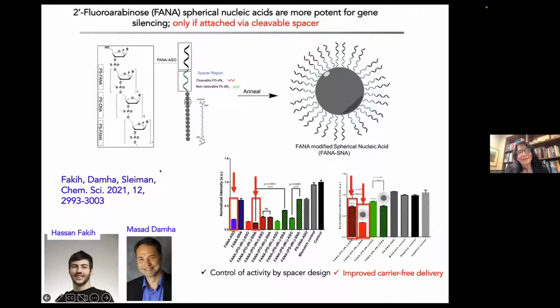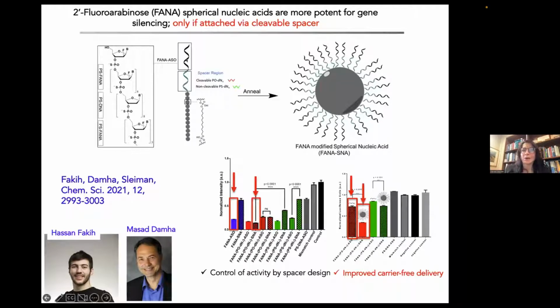The Dama lab has pioneered a class of molecules called fluoroarabinose nucleic acids, or FANA nucleic acids. These nucleic acids are fantastic in that, first of all, they're less immunogenic as gene silencing tools. They're very efficacious, and they undergo gymnosis, that is basically, they can go into cells without needing transfection agents. So the question that we asked was very simple.